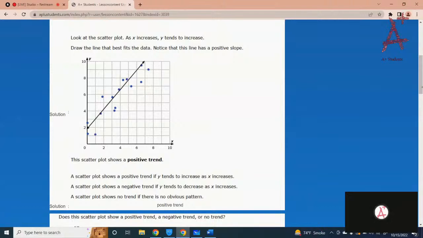This is the best fit line that covers 1, 2, 3, 4, 5, 6 points under the line. Got it? This one, 1, 2, 3, 4, 5 points. So that is the best fit line. Got it? So that means the scatter plot shows a positive trend because as x values increase, y values are also increasing. Got it?